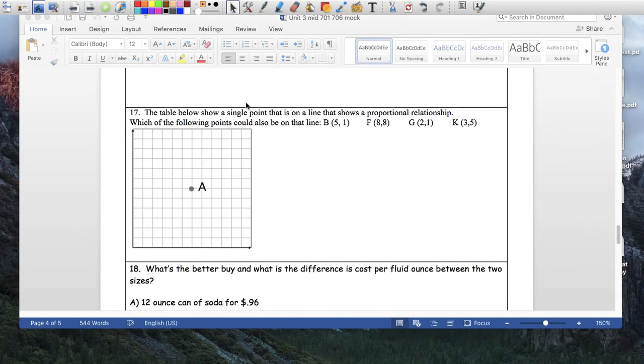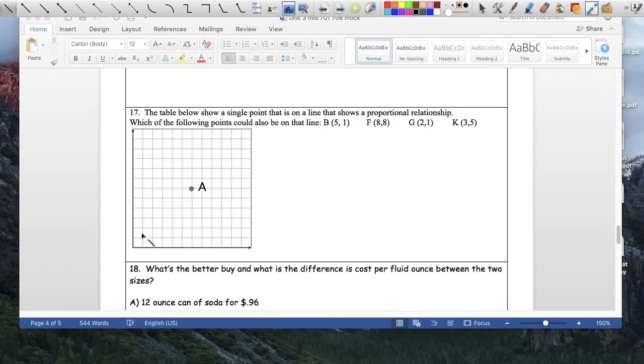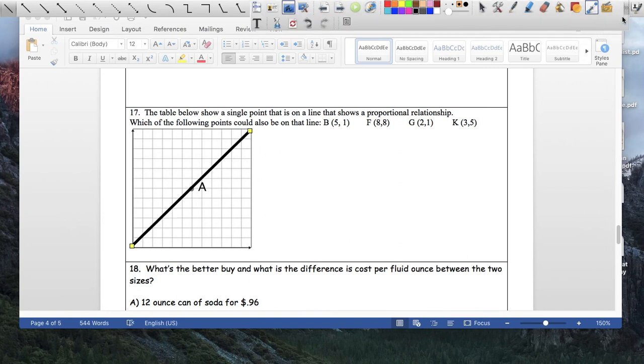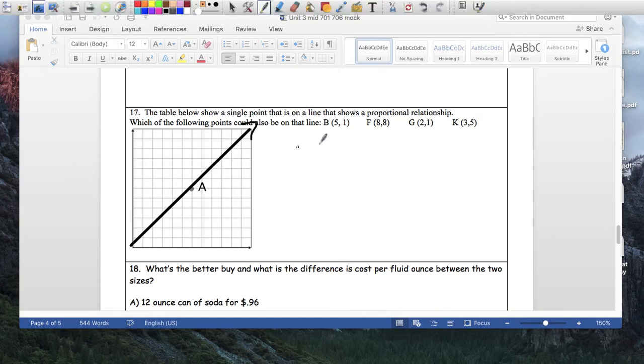The table below shows a single point that is on a line that shows a proportional relationship. Which of the following points could also be on that line? If it's a proportional relationship, obviously there was a line here, so I'm going to draw that line. If I take that line and match it with this, that's what it should look like. So here's my line. Which of these 4 points are also on that line? Let me move this a little bit to be as precise as possible.